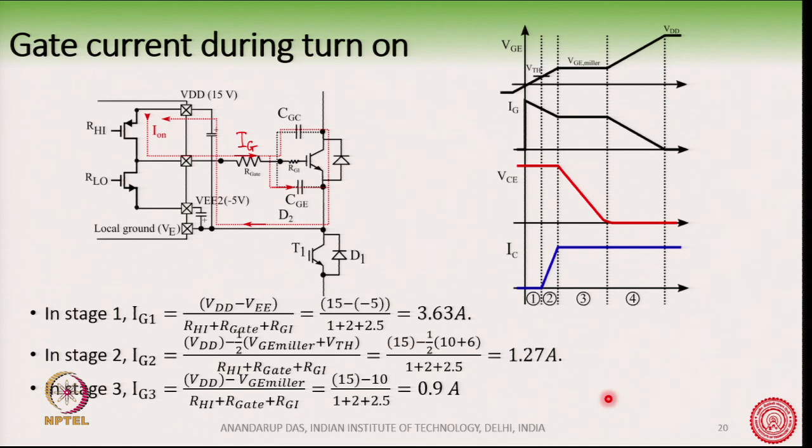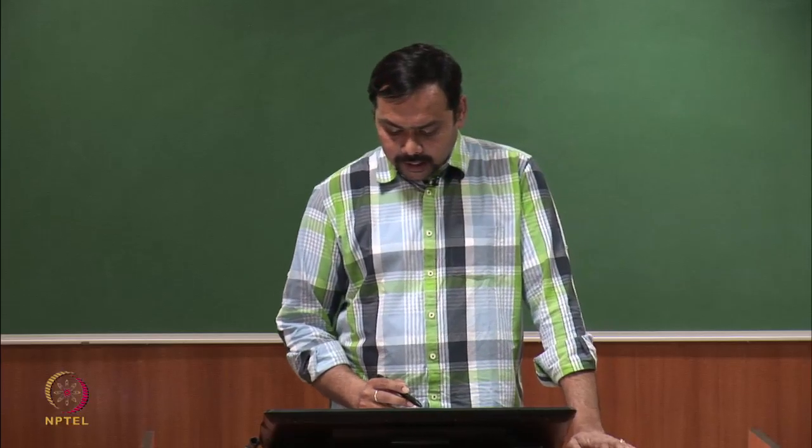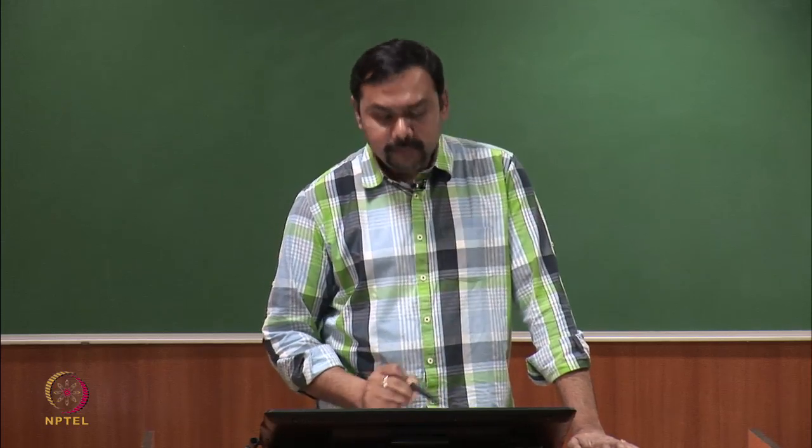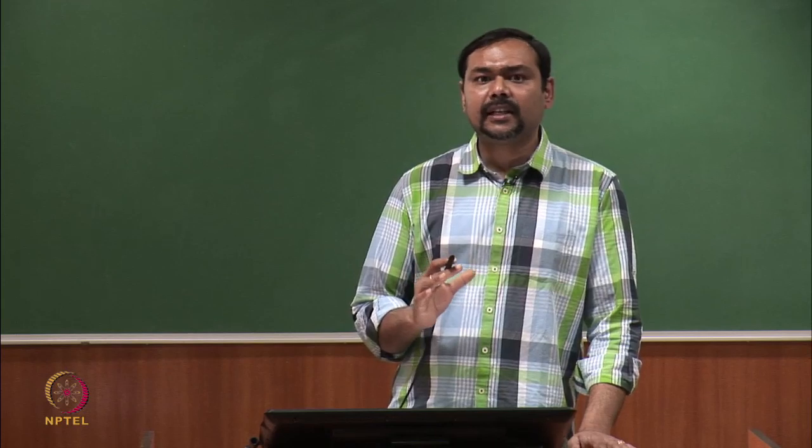So, we can get a rough approximation of the magnitudes of current which is required, and the gate driver circuit should be able to supply this magnitude of current. Again, approximate time, how much is required in stage 2, again these are very crude approximations. As I told you, these values of capacitance and all, they are varying with voltage.